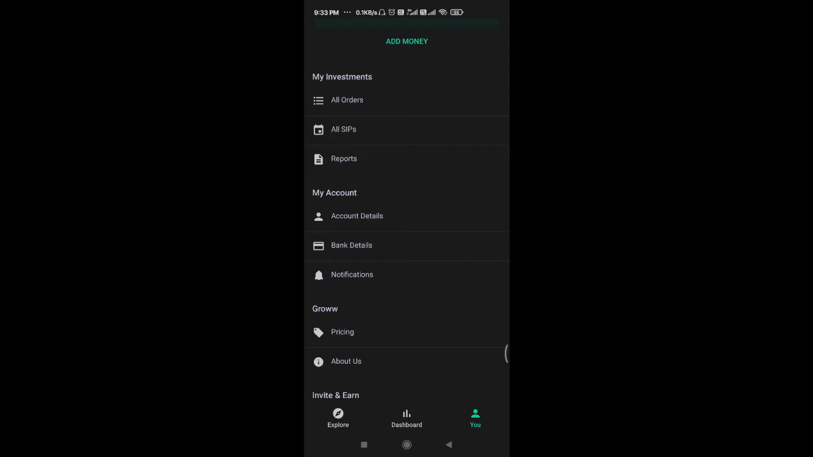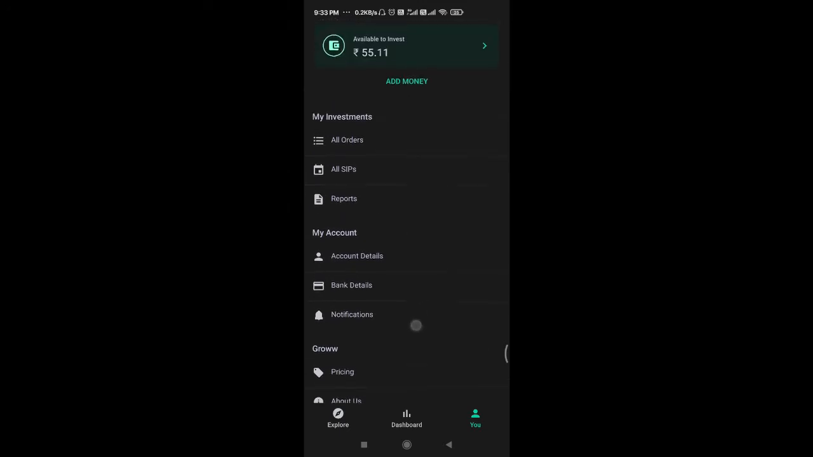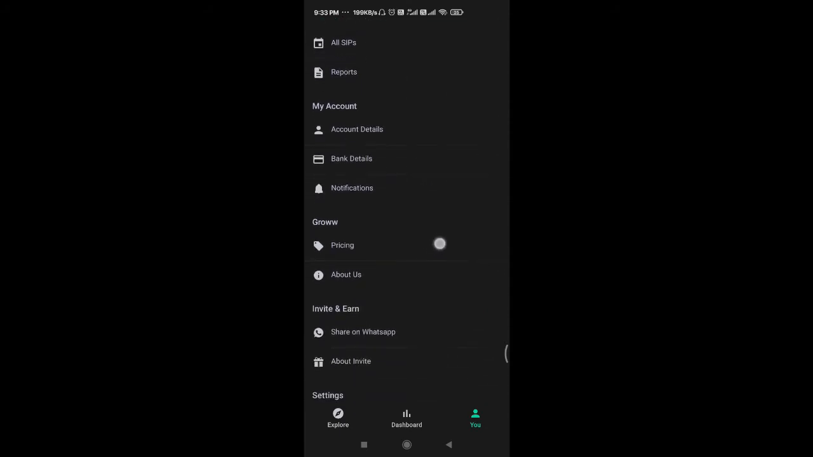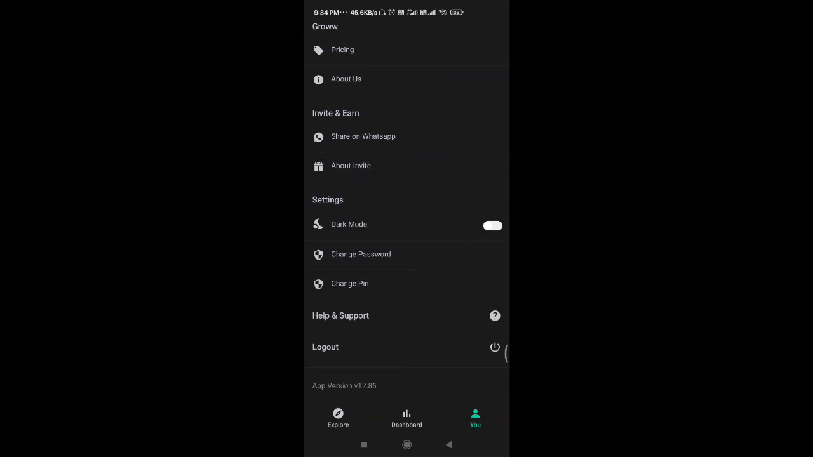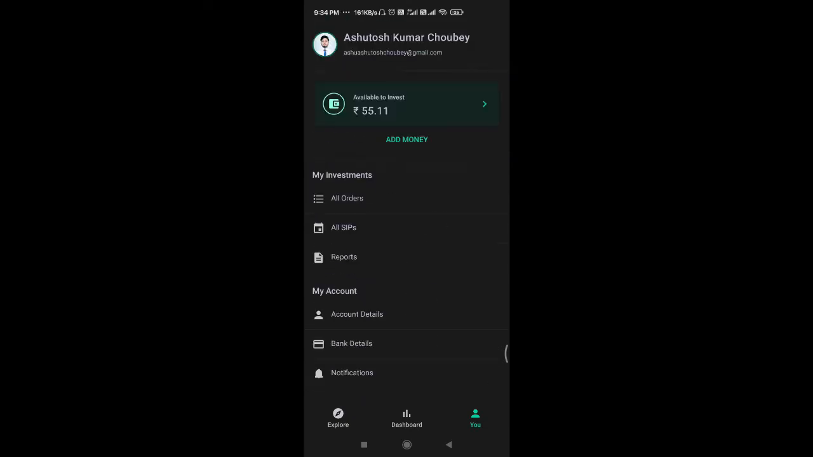So make sure that one bank detail is added, and definitely the first time by default you have to add a bank detail. Okay, this is all orders, all SIPs report and pricing. You can also understand about the pricing of the Grow app. So this is all about this first page, and a very important page is the explore.